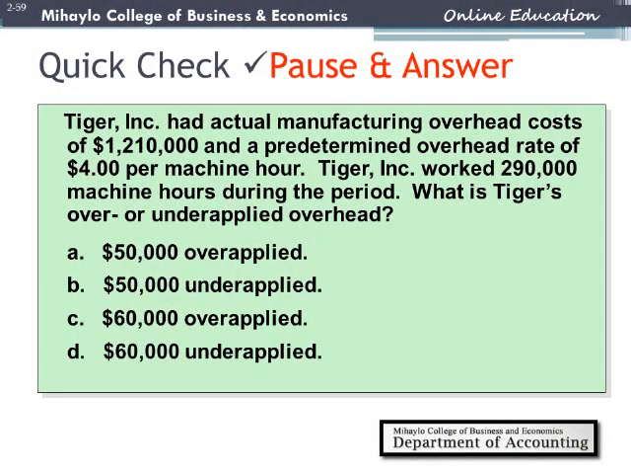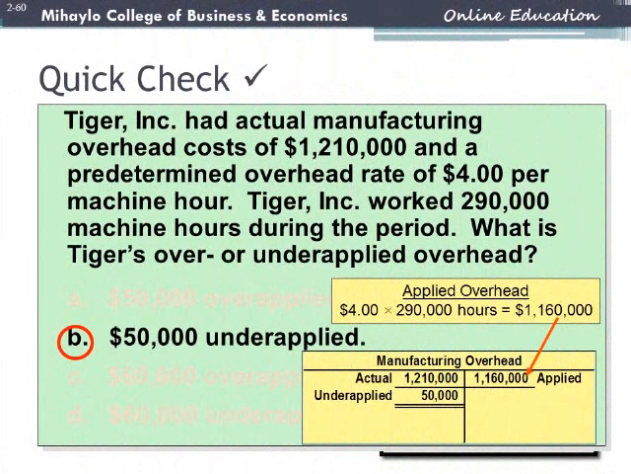Tiger, Inc. had actual manufacturing overhead costs of $1,210,000 and a predetermined overhead rate of $4 per machine hour. Tiger, Inc. worked 290,000 machine hours during the period. What is Tiger's over or underapplied overhead? Tiger, Inc. has underapplied overhead of $50,000.